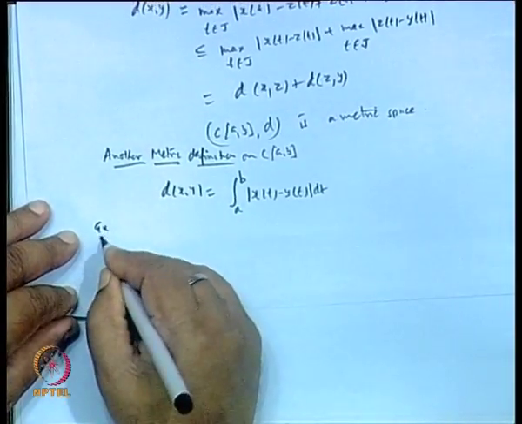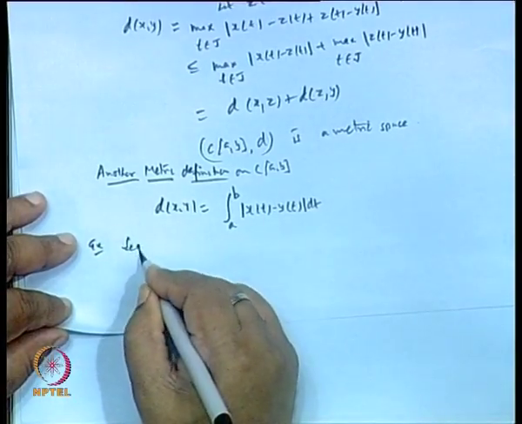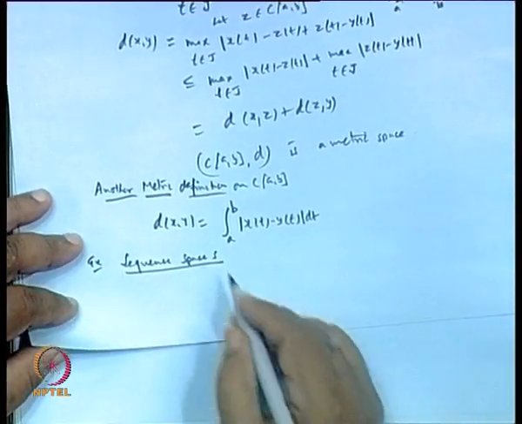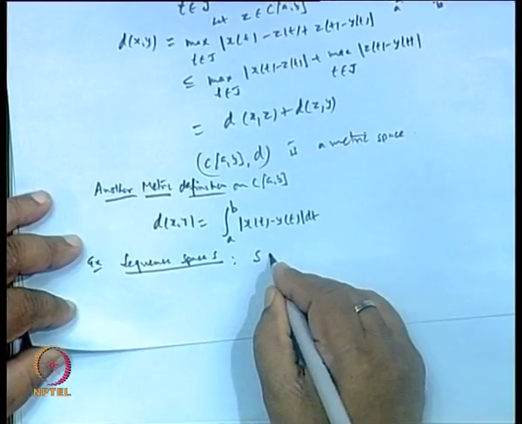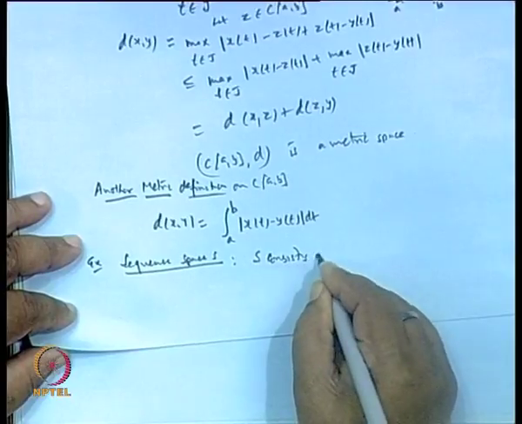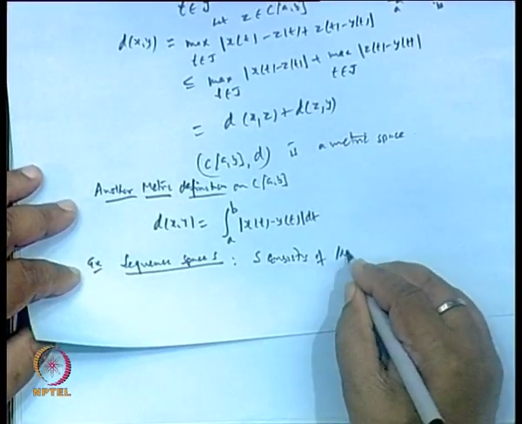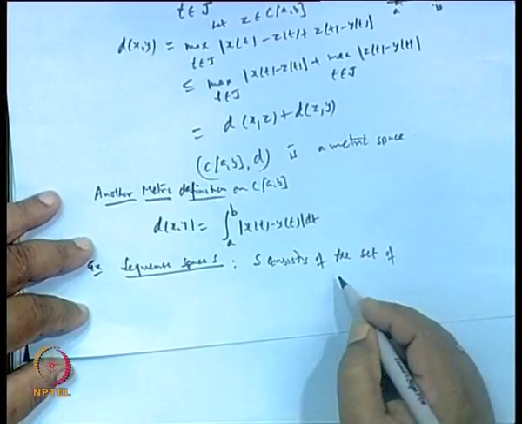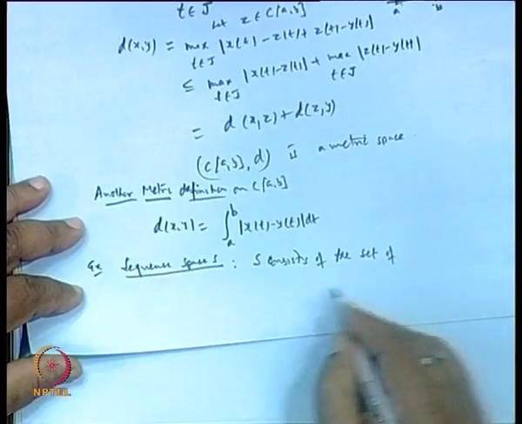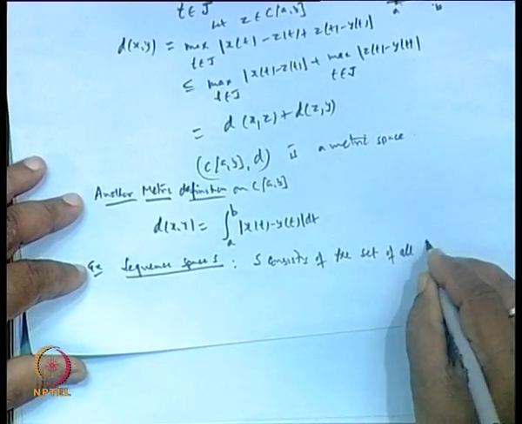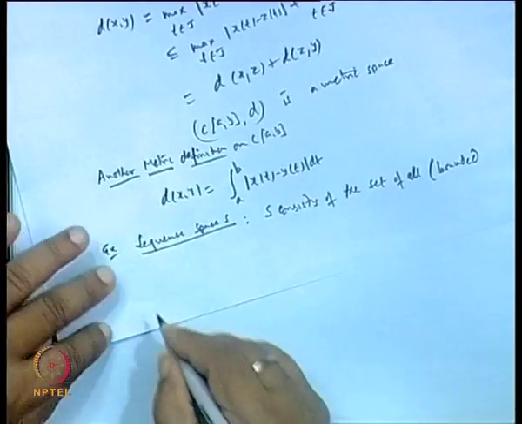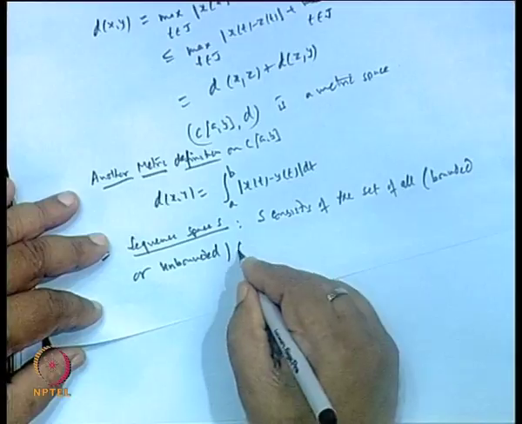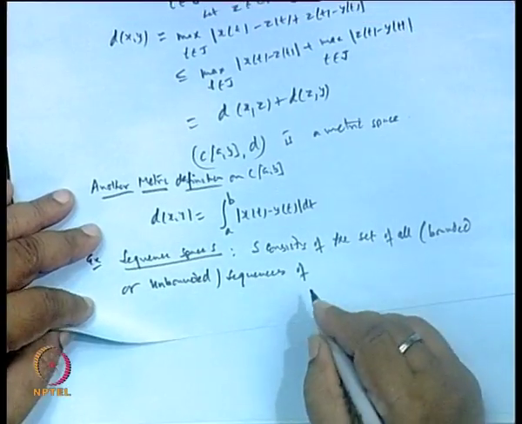Now, another example is on the general sequence space S. Suppose we have the space S, the sequence space S, which consists of the set of all bounded, all unbounded sequences of complex numbers.